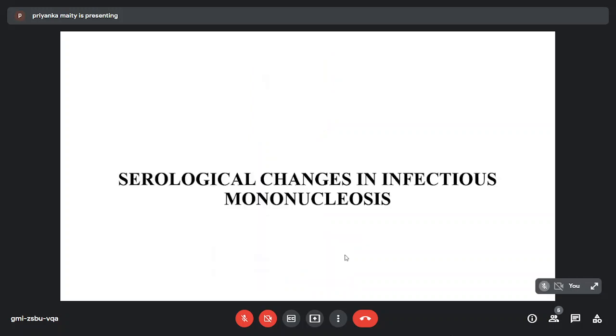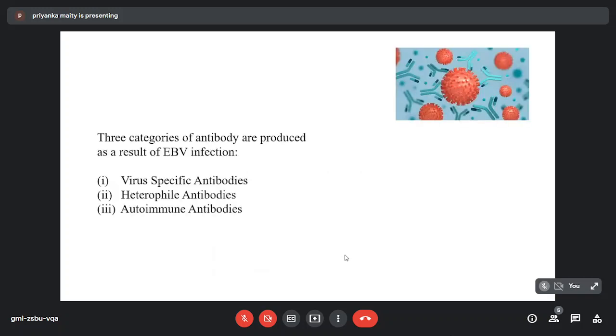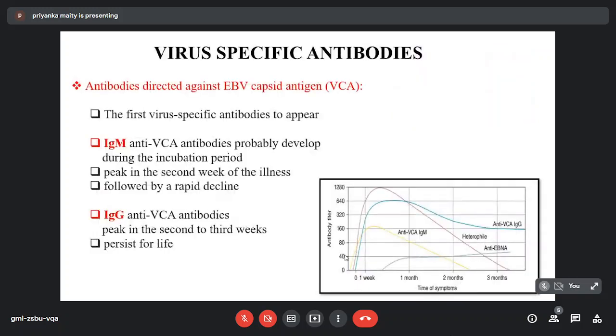Serological changes in infectious mononucleosis. Three categories of antibodies are produced as a result of EBV infection: virus-specific antibodies, heterophile antibodies, and autoimmune antibodies. Virus-specific antibodies consist of, number one, antibodies directed against EBV capsid antigen or VCA. These are the first virus-specific antibodies to appear. IgM anti-VCA antibodies probably develop during the incubation period, peak in the second week of the illness, followed by a rapid decline. IgG anti-VCA antibodies peak in the second to third weeks and persist for life.